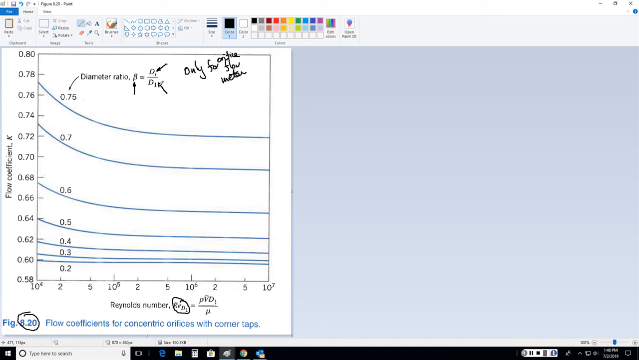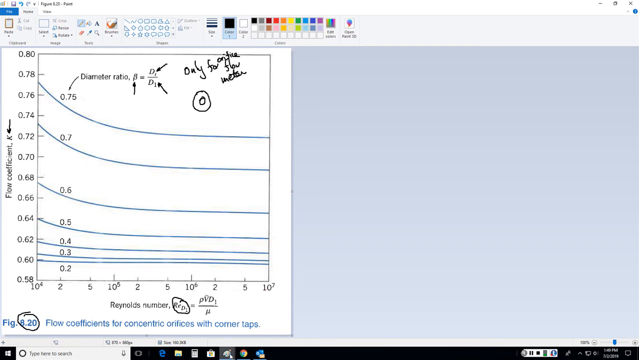So obviously it's always going to be less than 1, because how can the opening be bigger than the pipe, right? So it's going to be a fraction. And these lines right here pretty much represent the flow coefficient depending on the Reynolds number. So you have the diameter ratio beta, and then you have the Reynolds number, and on the right side we have the K, which is a flow coefficient, which is necessary for us to find out our dt.